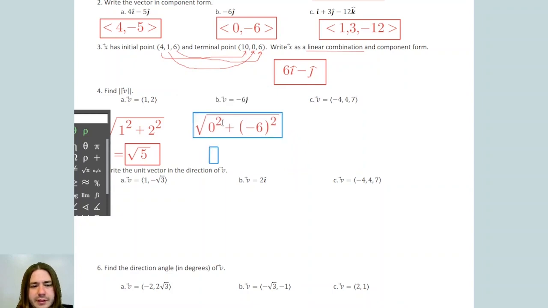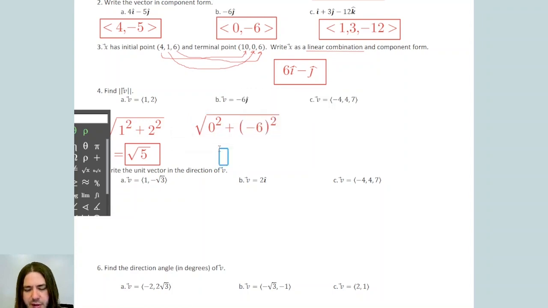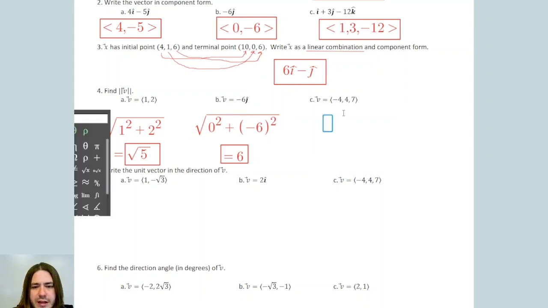Either way, I'm going to get 6 squared is 36. Square root of 36 is exactly 6. So the magnitude of this is 6. And for 4C, we've got the square root. Well, actually, we've got a 3-dimensional vector here. So if we want to find the magnitude of a 3-dimensional vector, we're basically going to use an extended Pythagorean theorem. Really, this formula is based on the Pythagorean theorem, although it's a combination of two different right triangles put together. It's something we talked about in class.